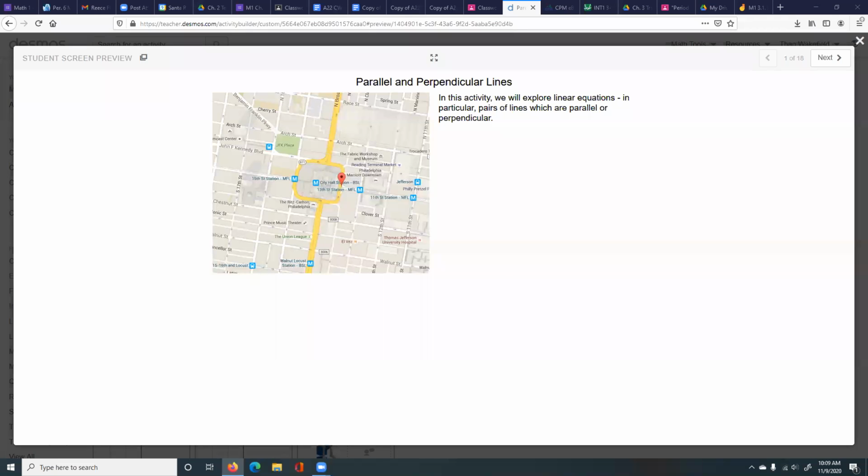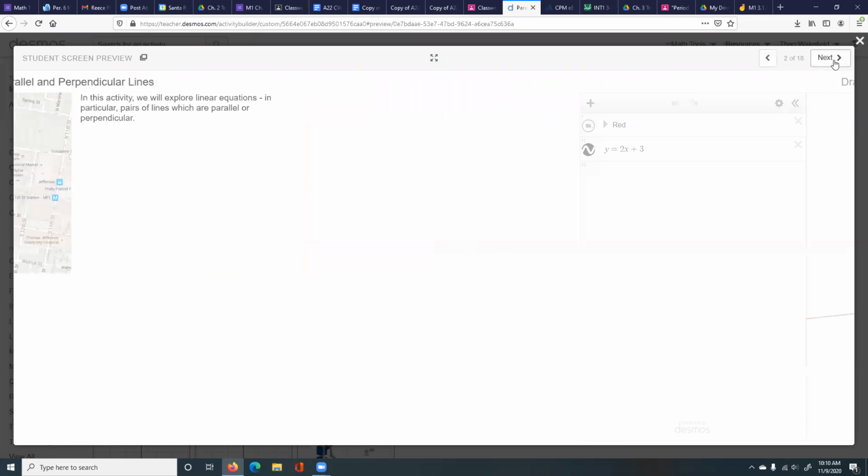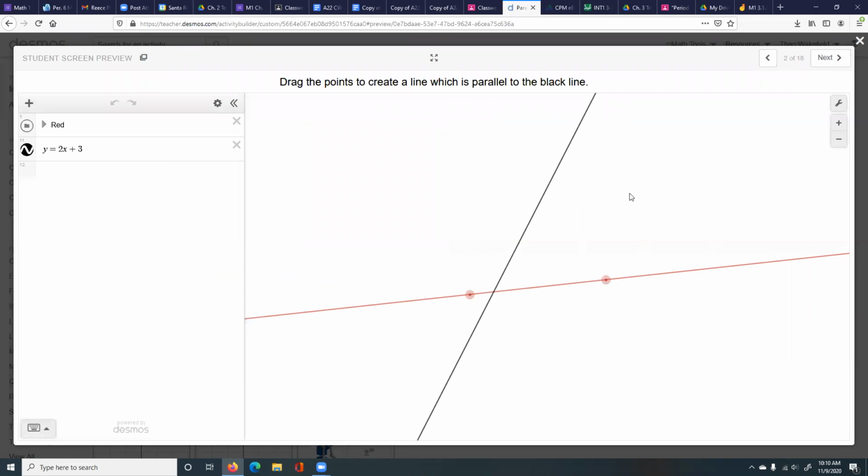Okay, so just navigating maps and roads, you need to know parallel and perpendicular lines. It's a real life activity. In the Desmos activity, you're going to make these lines parallel. They're not parallel right now. I'm going to drag them and make them parallel. That's almost parallel, but not quite.